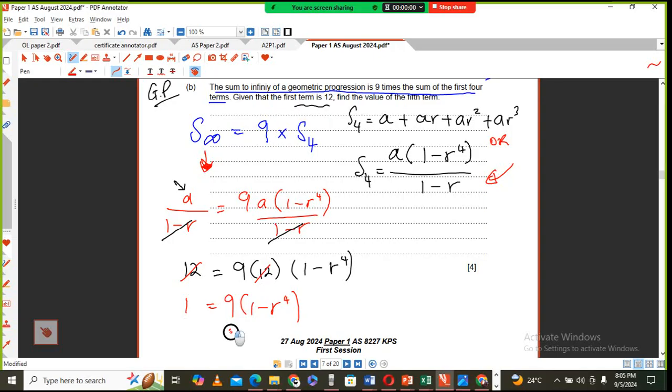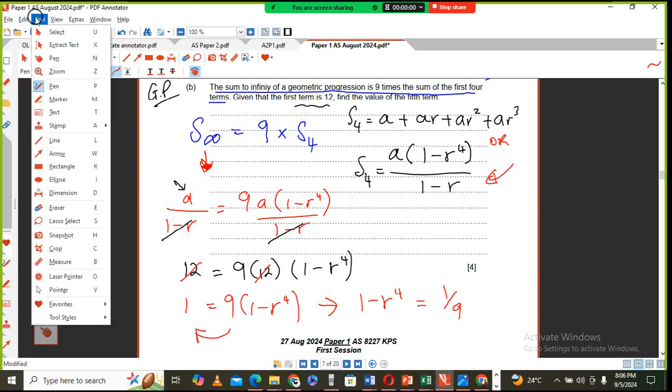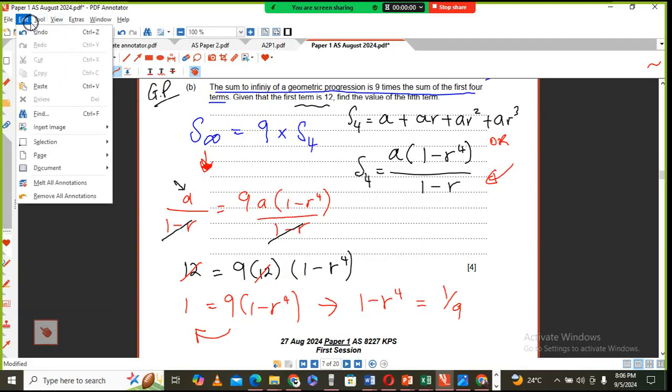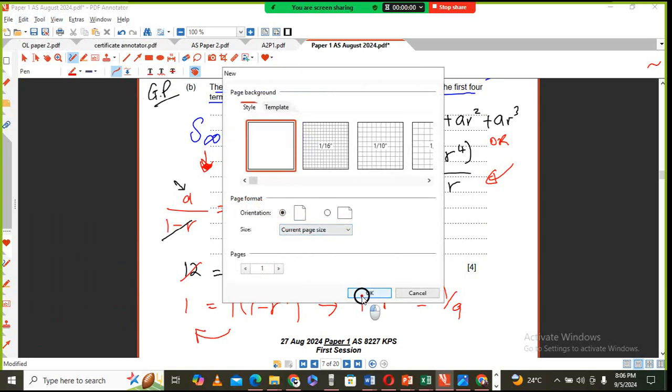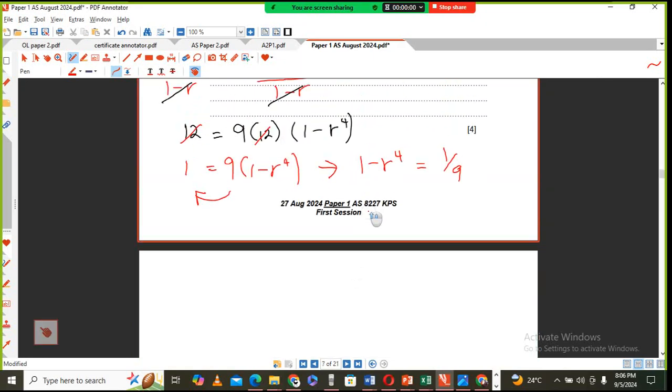So now I'll move that 9 over. So this business becomes 1 minus r raised to the power 4 is equal to 1 over 9. I'll let it marinate for a while. Okay. Let's do something quickly. Let's insert a page, append a page, because I'm running out of space there. So remember the question is still there.